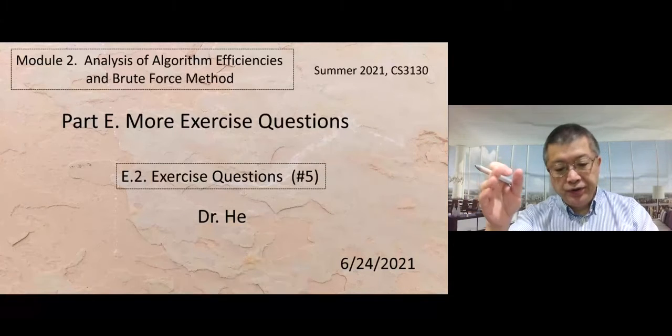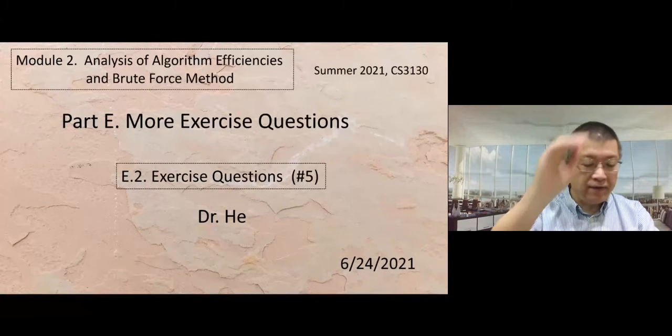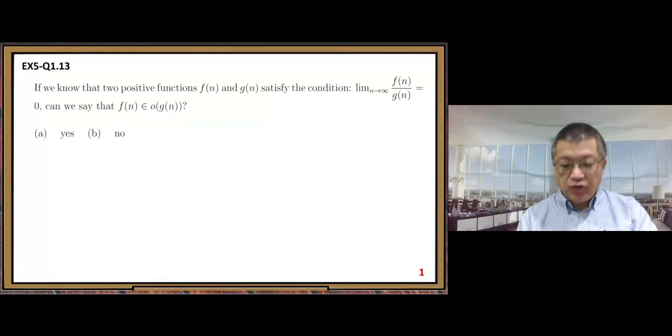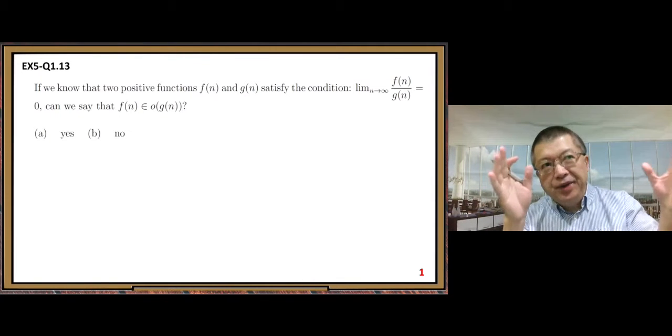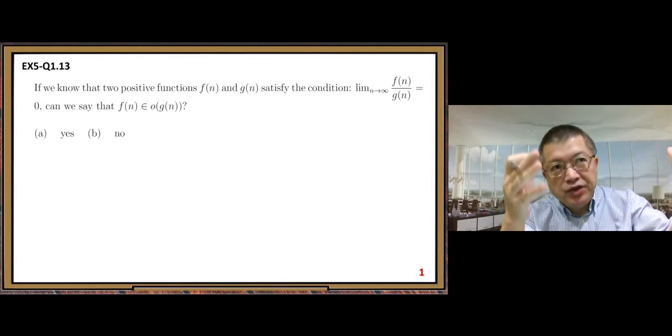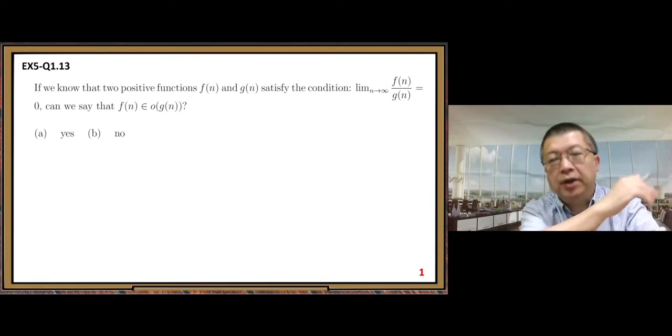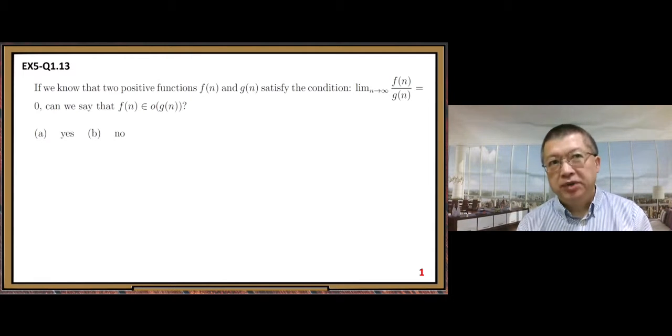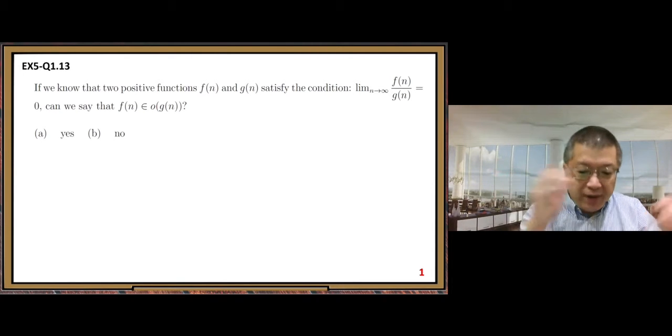Exercise questions, set number 5. The first questions. Here I'd like to give you a few questions related to asymptotic notations. All right, the first one is very easy.